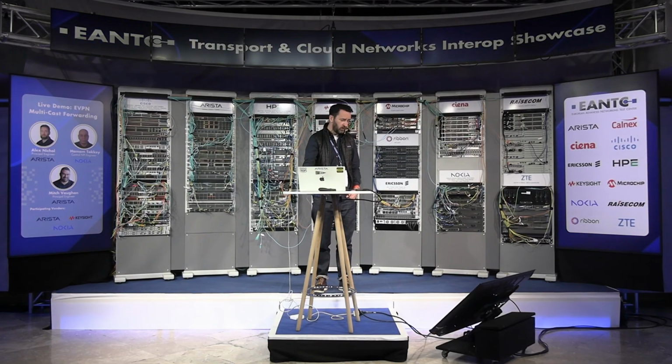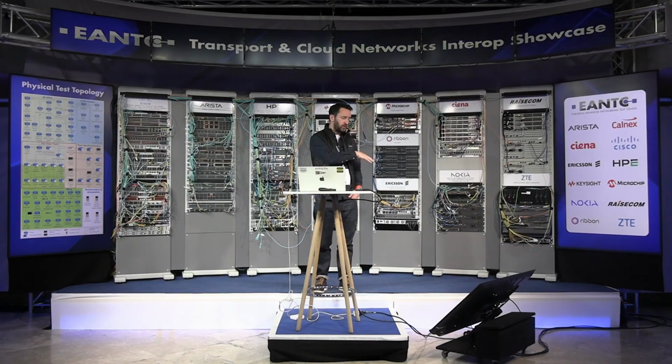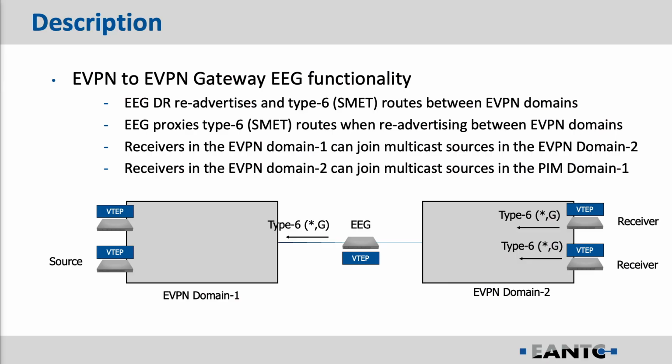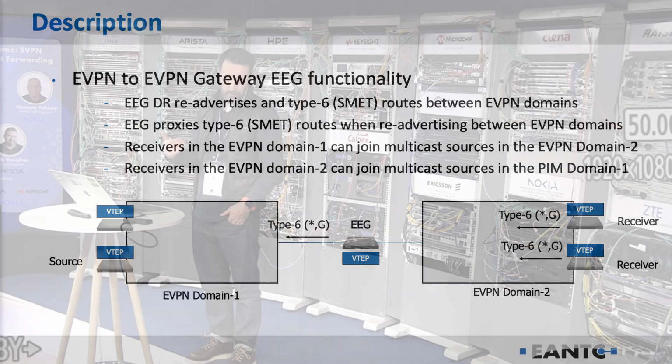So the first piece of the demo is taking receivers or sources in the PIM domain and taking them into the EVPN domain. And then the second part of the demo, and it's all in the one topology, is what's termed as an EEG. So in this case now we have a source and a receiver, but in a different EVPN domain. The source and receiver is still running OISM, but it's going to send multicast traffic between two different EVPN domains. And to do that, you have a functionality on the boxes which is called an EEG, in this case, an EVPN to EVPN gateway.